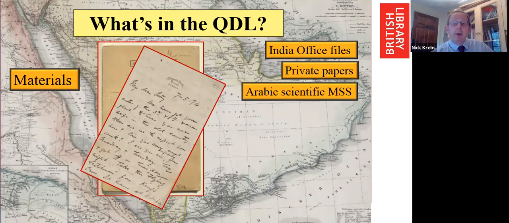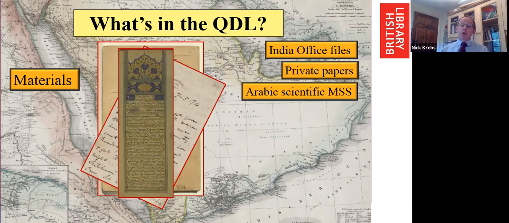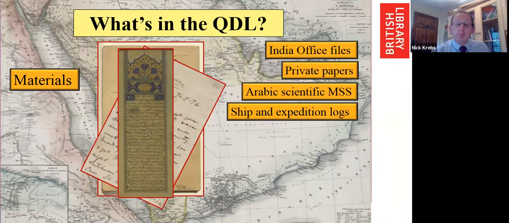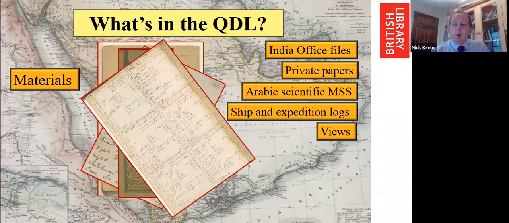We also have in the British Library quite a large collection of manuscripts. We have some Arabic scientific manuscripts as well, and those are part of the QDL now. And this particular one is, I think, a treatise on astronomy that was produced in 1458 in Samarkand, in what's now Uzbekistan. Many of the maps that were produced also came along with expedition logs and ship's logs as well, and those are also incorporated in the QDL.